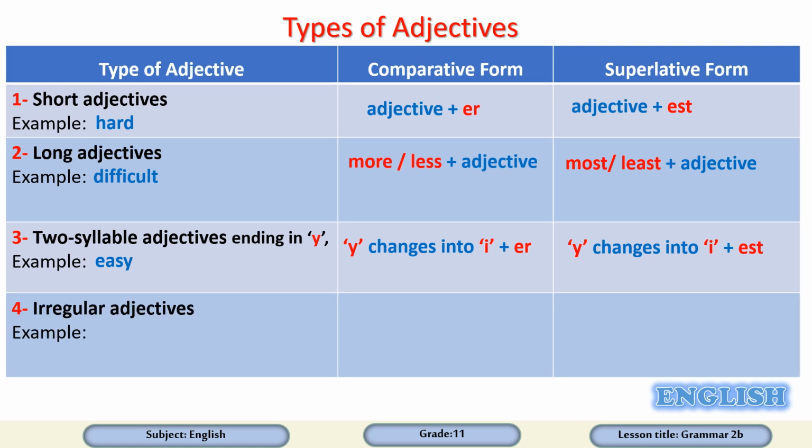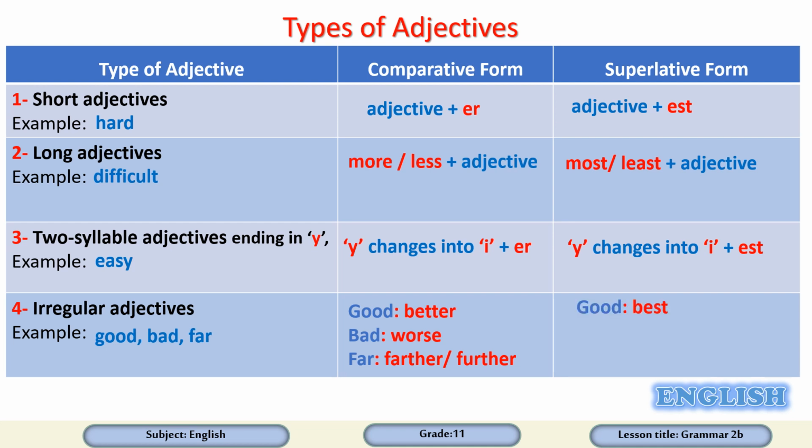The fourth type is that of irregular adjectives, and it includes three commonly used adjectives: good, bad, and far. These adjectives have different forms. In the comparative, good becomes better, bad becomes worse, and far becomes farther or further. In the superlative, good becomes best, bad becomes worst, and far becomes farthest or furthest.